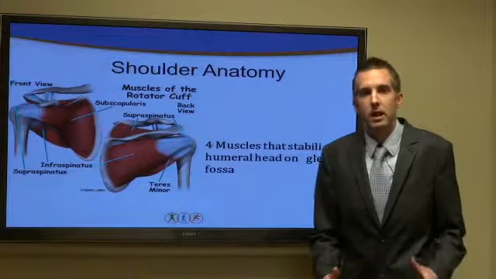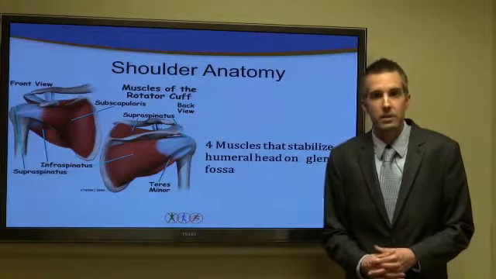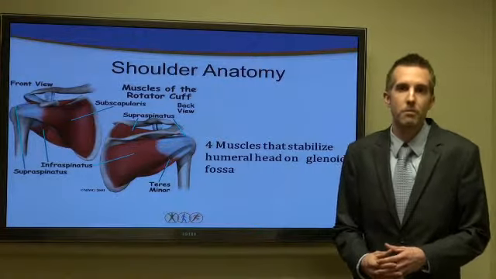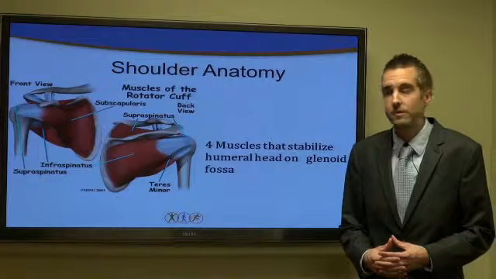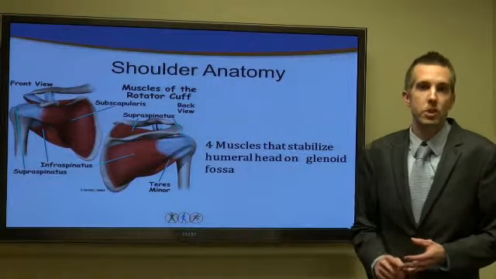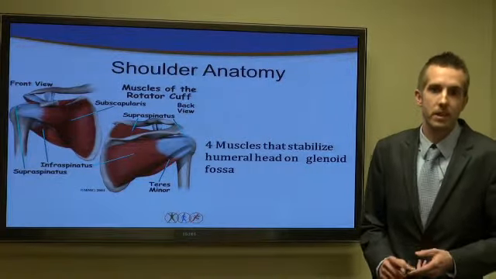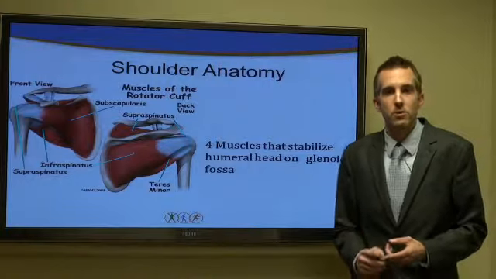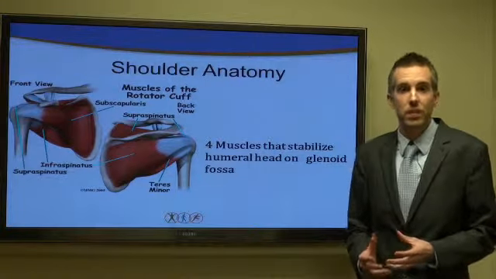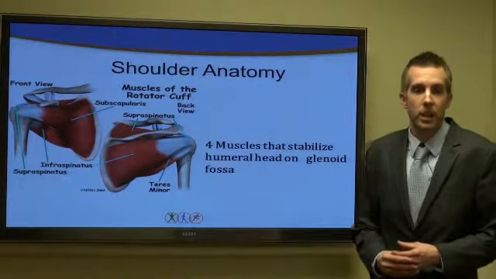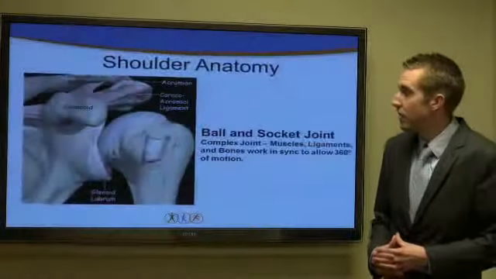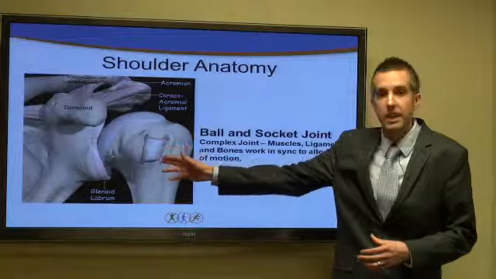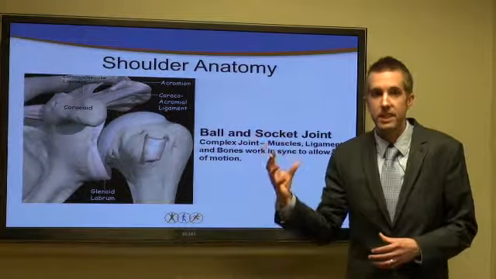The shoulder is comprised of the rotator cuff. It's the most common muscle group that people associate with shoulder injuries. It's really four muscles: the infraspinatus, supraspinatus, subscapularis, and teres minor. Those muscles work together to help stabilize the humeral head on the glenoid. It's a ball and socket joint, so the key component is making sure that ball stays inside that socket.